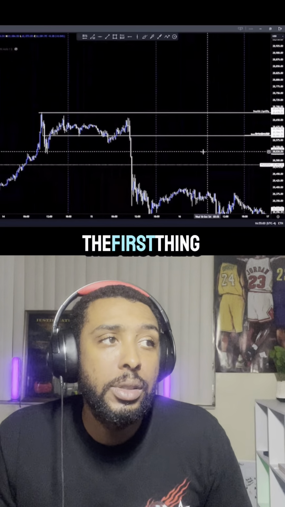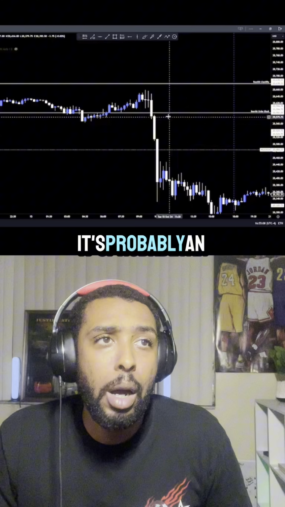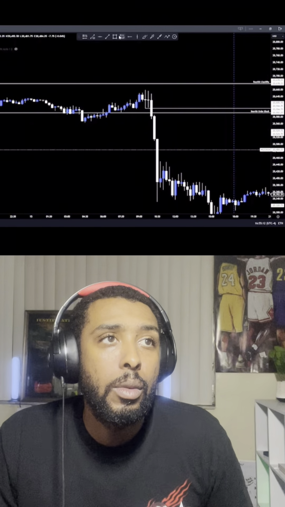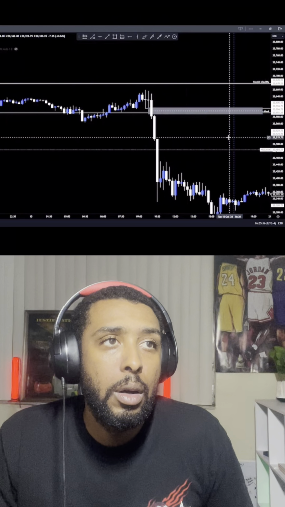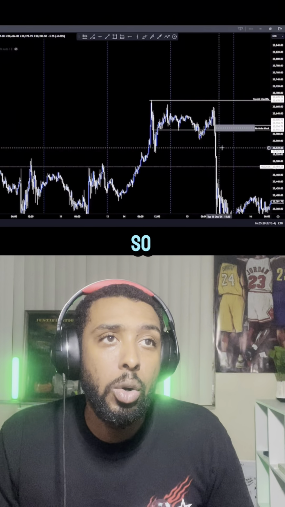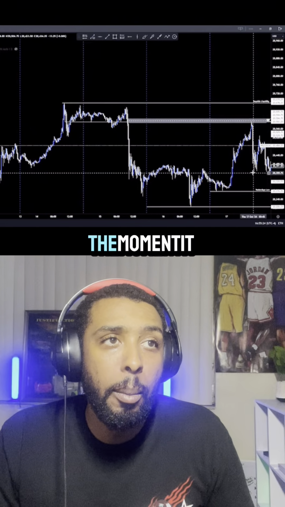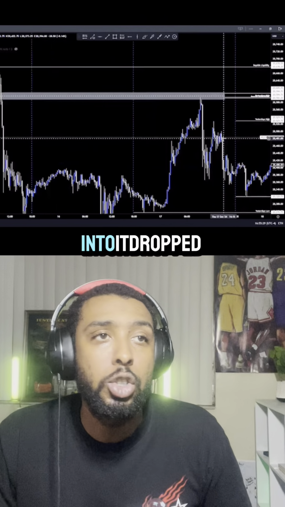Right? So the first thing I'm going to do is see what happened. Why did it displace down? It looks like it's probably an order block right here, right? So a close below the fair value gap right here. So potential order block. If you just be patient, you can literally catch a play the moment it comes back into the order block. And look what happened. The moment it came back into it, it dropped.